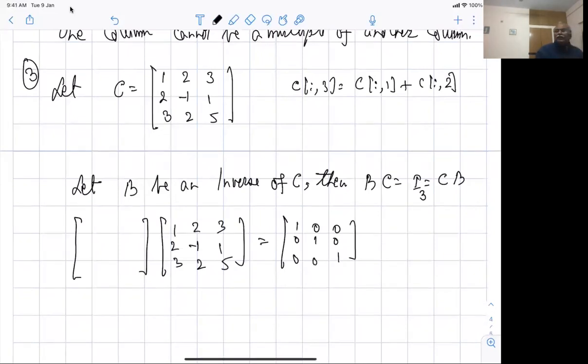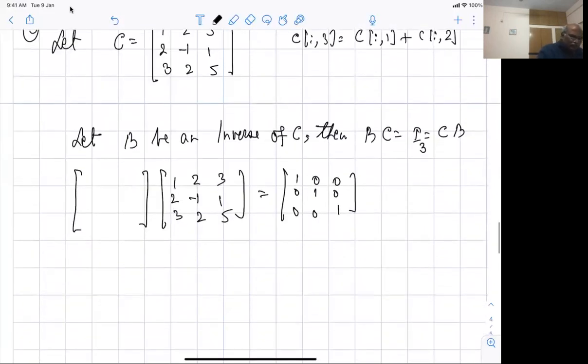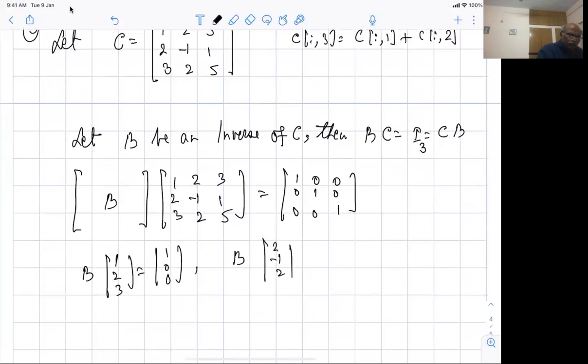And I'm saying that this is supposed to be 1, 0, 0, 0, 1, 0, 0, 0, 1. All right. Fine. So what I see here by matrix multiplication is that this is my B. So B times 1, 2, 3 is nothing but 1, 0, 0. B times 2 minus 1, 2 is 0, 1, 0. And B times 3, 1, 5 is supposed to be 0, 0, 1.